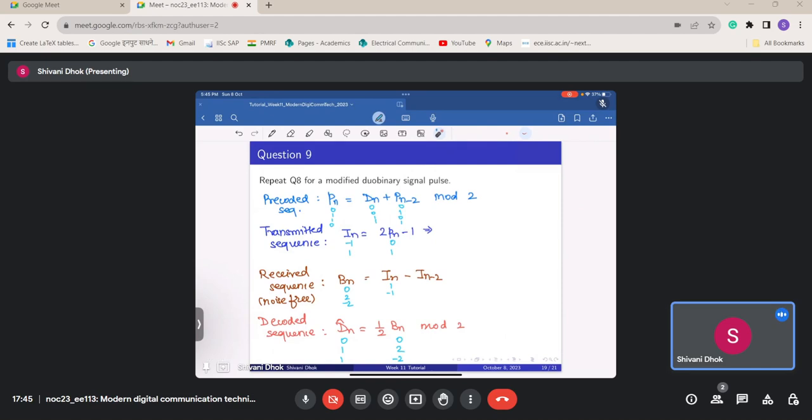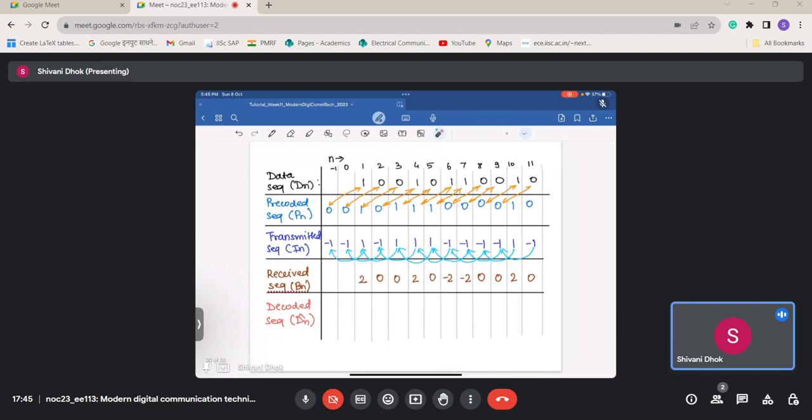We had seen that for this decoded sequence, if we receive 0, then we'll decode it as 0, and if we receive it as ±2, then we'll decode it as 1. Okay, so what we have here is, the first thing that we are receiving is 2, so we'll decode it as 1. Then we have 0, so we'll decode it as 0. Again we are getting a 0, so we'll decode it as 0. Then we are receiving 2, so we'll decode it as 1. Then we are receiving 0, so we'll decode it as 0. Then we are receiving -2, so -2 has to be decoded as 1. Then again we are receiving a -2, so we'll decode it as 1.